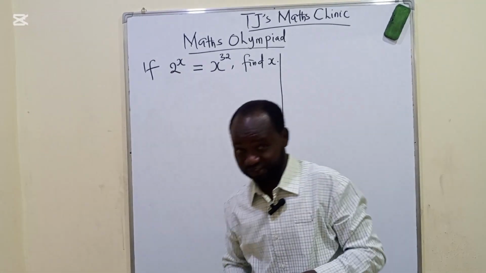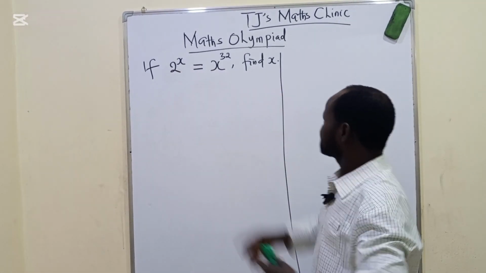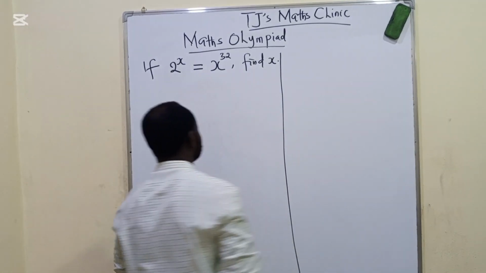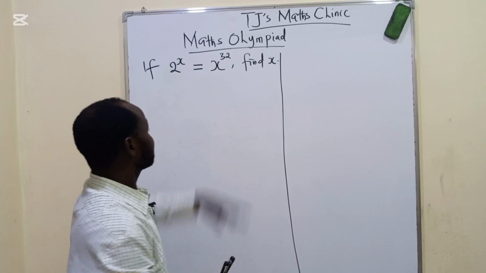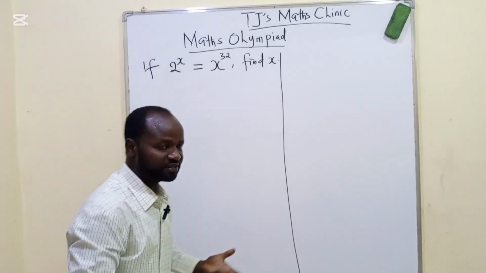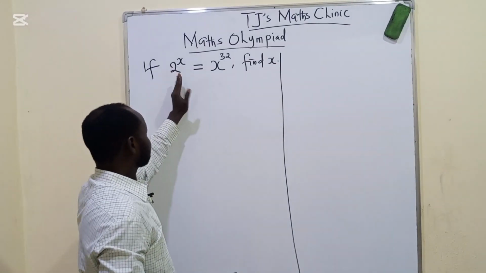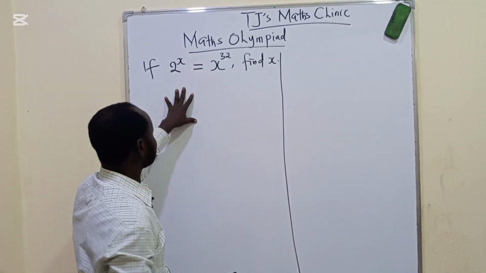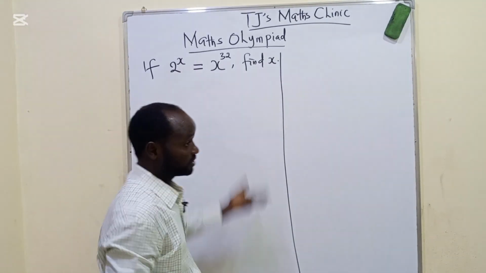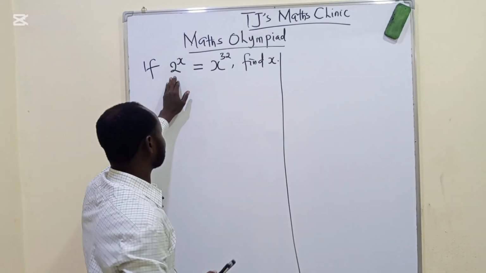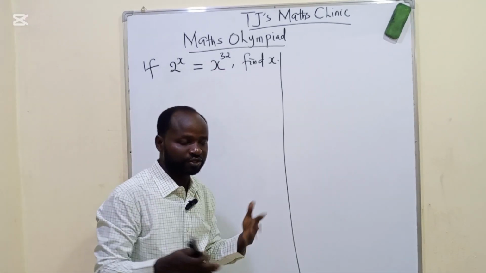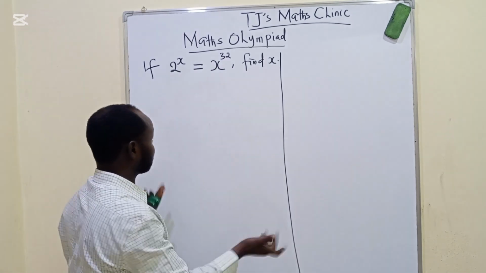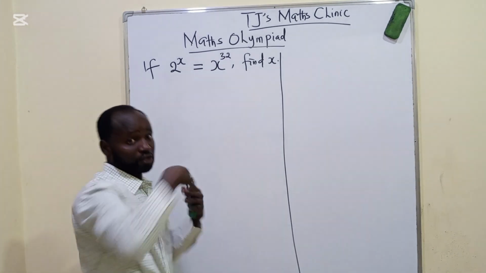In today's presentation, we are looking at this Maths Olympiad question. The question reads: if 2^x = x^32, find x. What will be the value of x that will satisfy both the left-hand side and the right-hand side of this transcendental equation? Because this is a transcendental equation, we have an exponential and a polynomial of degree 32. When an equation involves both an exponential and a polynomial, we call it a transcendental equation.